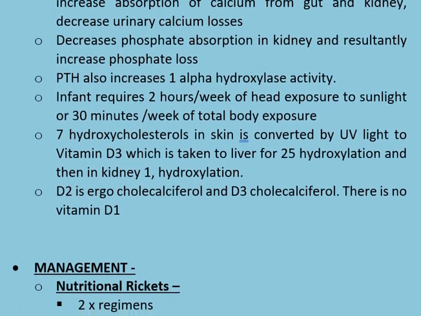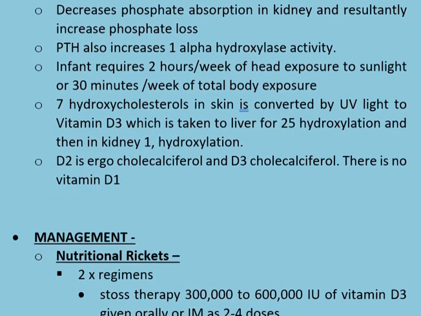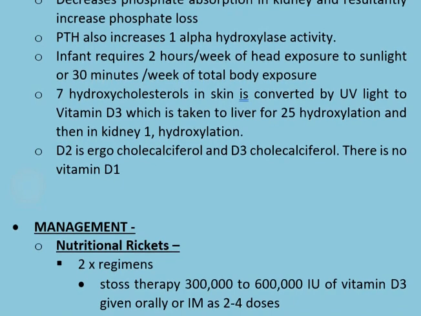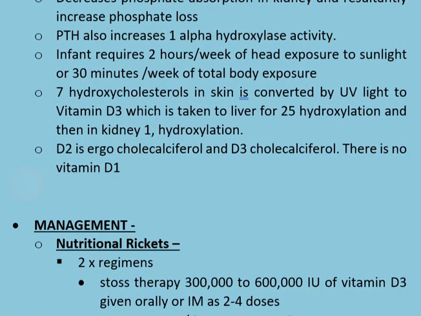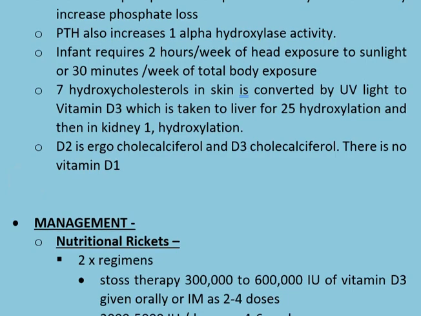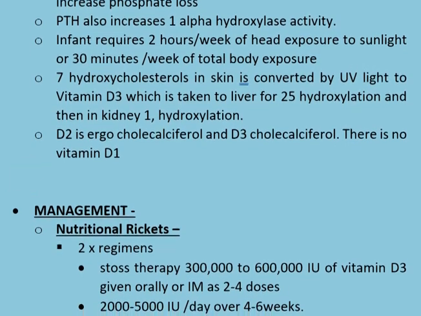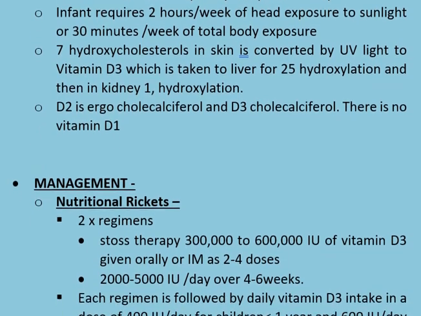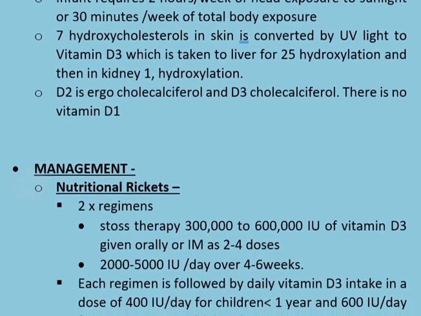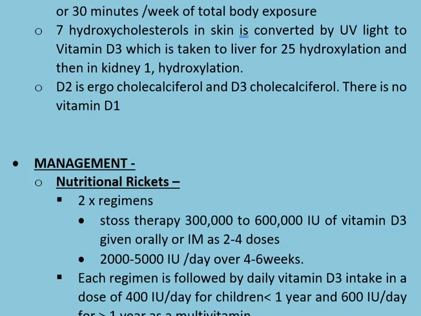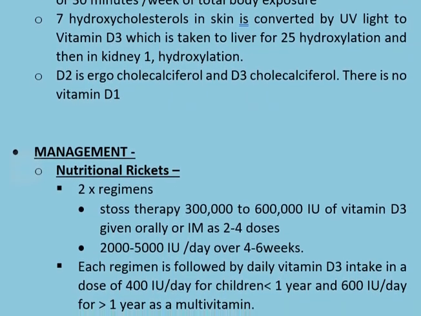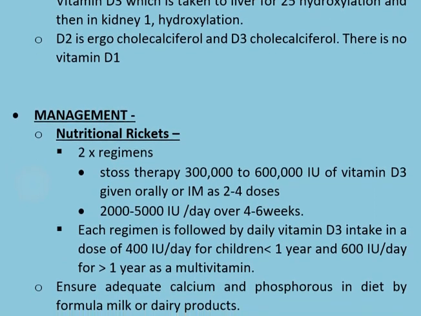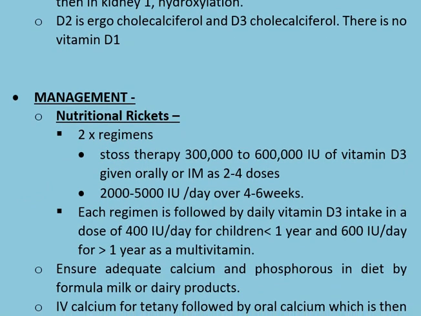Management depends upon the cause of rickets. In case of nutritional rickets, there are two regimens. One is the Stoss therapy or high dose therapy, in which you give 300,000 to 600,000 units of vitamin D3 either orally or intramuscularly in 2 to 4 divided doses, or 2,000 to 5,000 international units per day for 4 to 6 weeks. Each regimen is followed by daily vitamin D3 intake of 400 international units per day for children less than 1 year old and 600 international units per day for those greater than 1 year old as multivitamin. Ensure adequate calcium and phosphorus in the diet by formula milk or dairy products.